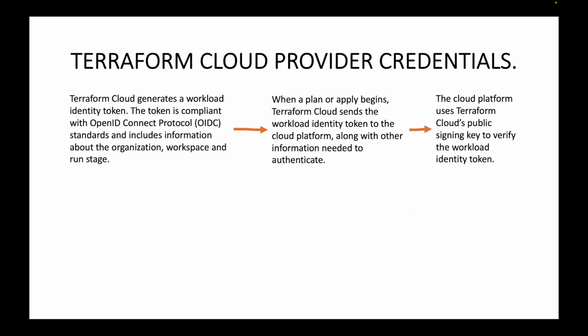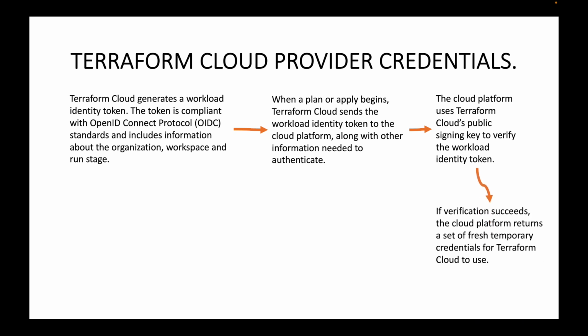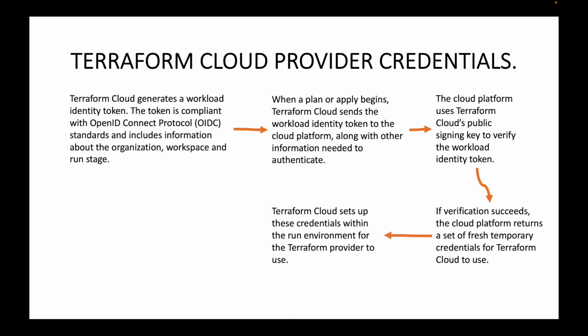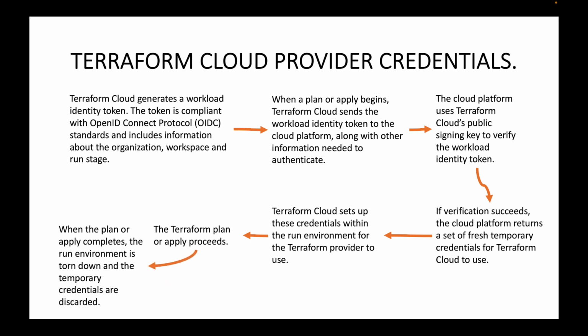Now, after that, the cloud platform will use the Terraform Cloud's public signing key to verify the workload identity token. And if the verification succeeds, the cloud platform returns a set of fresh temporary credentials for Terraform Cloud to use. Now, Terraform Cloud sets up these credentials within the run environment for the Terraform provider to use, and then Terraform plan or apply proceeds. And then finally, once your plan or apply is completed, the run environment is torn down and the temporary credentials are discarded.